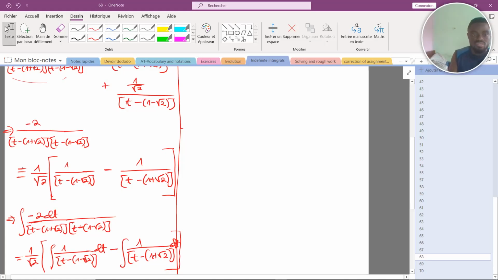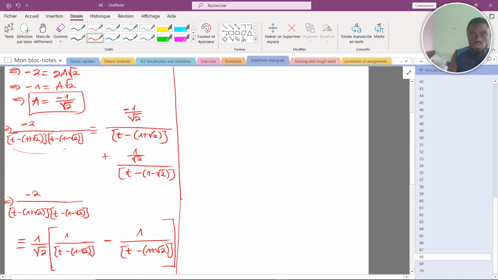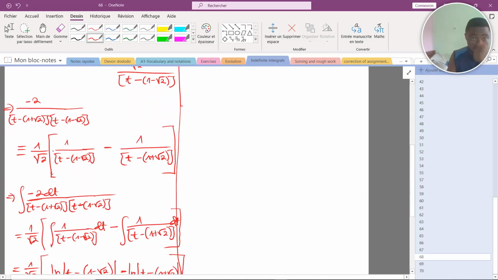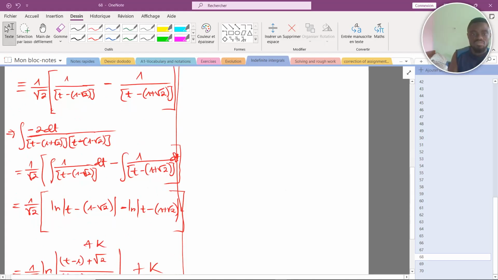So this implies this minus 2 on this will be identical to what? I'll factorize, look at something. This root 2 will go under, so there will be 1 on root 2. This root 2 will also go under. 1 on root 2 will be common. Is that okay? So I will factorize 1 on root 2, and I will have 1 all over t minus 1 minus root 2, minus 1 all over t minus 1 plus root 2. Is that okay? So from there, the integral of this will be equal to what? I'll bring the integral inside here. So 1 all over root 2, integral of this minus integral of this. Is that okay? Don't forget that the 1 on root 2 multiplies all of this.